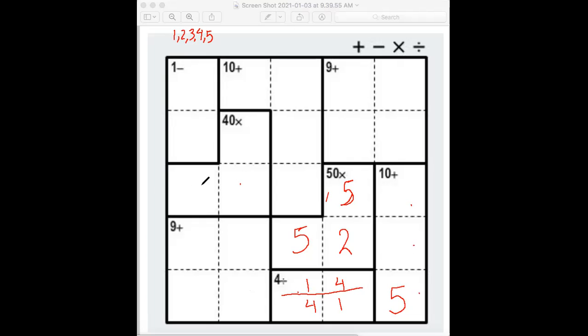So here we have a product of 40 that needs a factor of 5. Because of this 5 here, we can't have that 5 appearing in this row, so the 5 must be here. The other two numbers would be 2 and 4. Yeah, because that's the only way to make 40: 5 times 2 times 4. So 2 and 4 will be here.